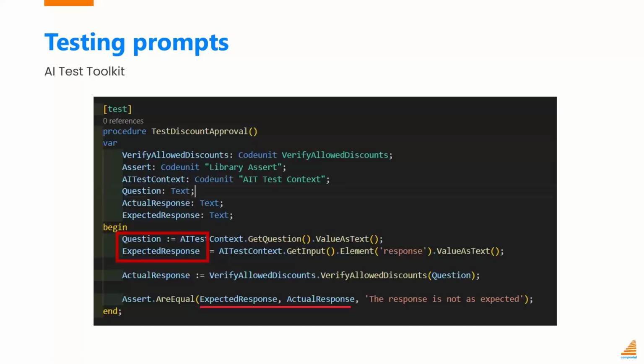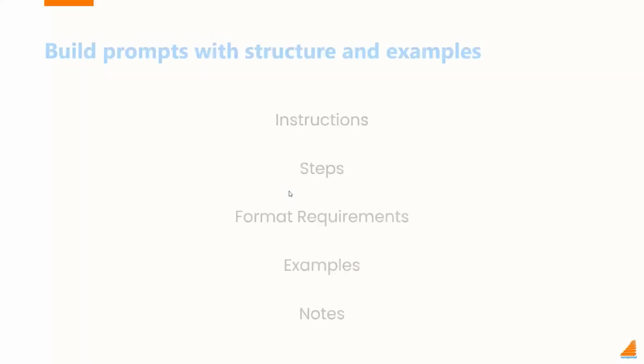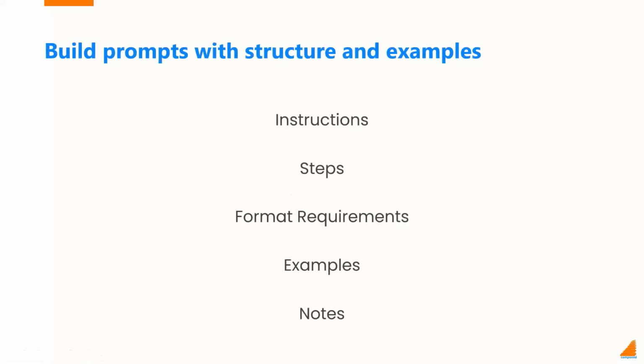So the best thing about the AI Test Toolkit that Microsoft has just released is that we no longer have such a big dependency on developers to automate many different test cases. And with that, I see we're coming to the end of time. Let's just recap what we've heard in the last 45 minutes.